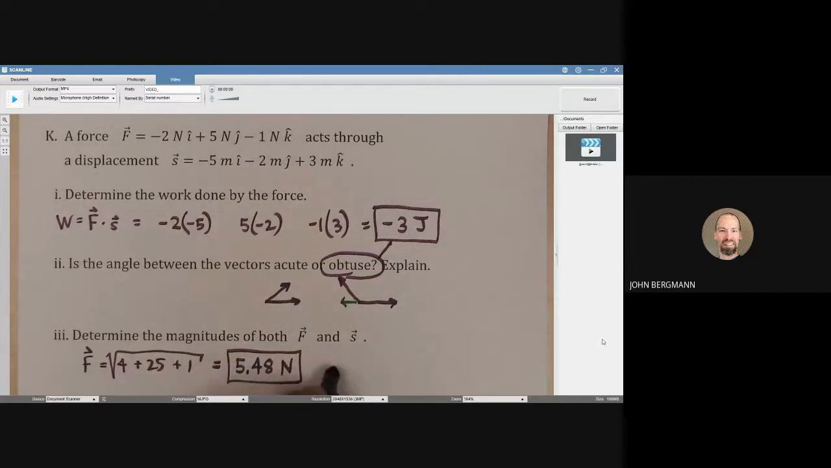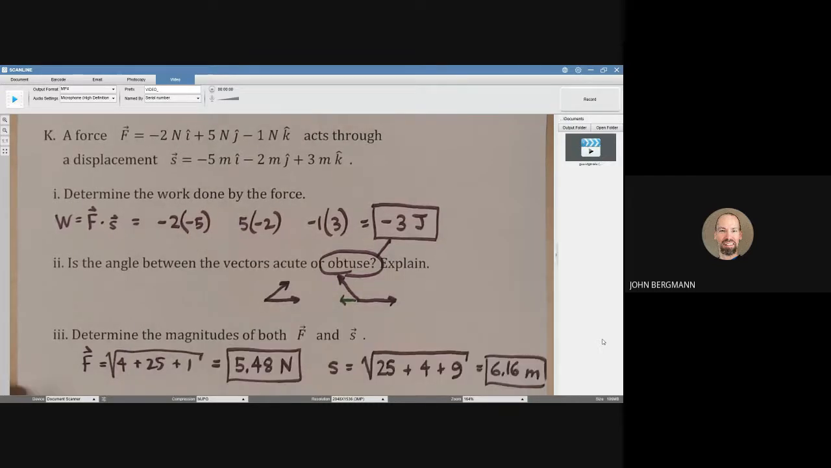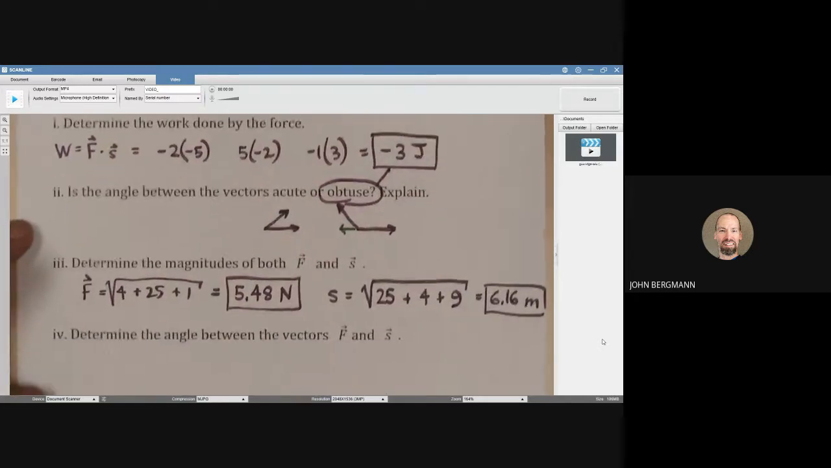And then we do something similar for S. We're going to square its i-hat component, which is 25. We're going to square its j-hat component, which is 4, and we'll square its k-hat component, which is 9. So that's going to be the square root of what? 38. Square root of 38, which should be a hair more than 6. And my calculator says 6.16 meters. So that's how you determine the magnitude of any vector. You just take its components and Pythagorize them.